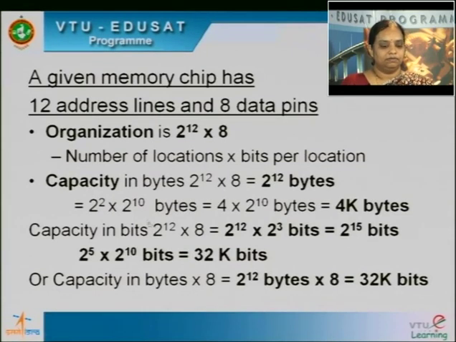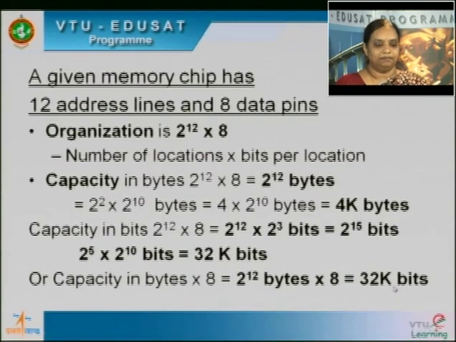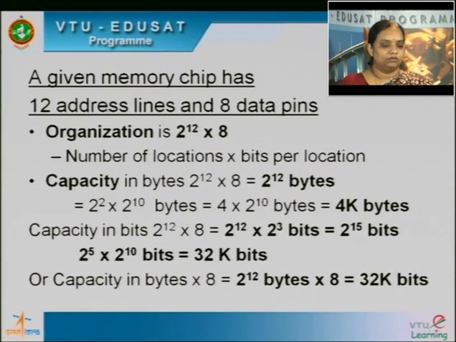So this is an example where we have calculated in terms of bytes directly first, then converted it into capacity in bits, and the same capacity in bits, if we have to go back to capacity in bytes, 32k divided by 8, I get 4k bytes. To get it in terms of bits, this 4k multiplied by 8, I get 32k bits. So in the same example wherein we have 12 address lines and 8 data pins, we have shown the organization and the capacity.